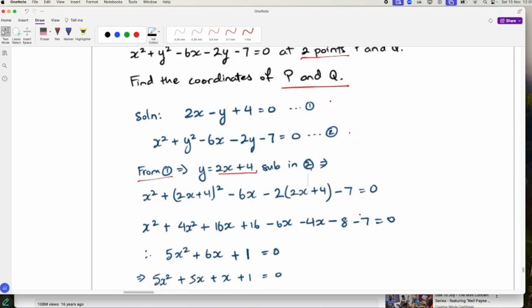And of course, I am just expanding all of the brackets here. So this (2x plus 4) squared will expand out to be 4x squared plus 16x plus 16. I have the minus 6x, and then this minus 2 will expand out with these brackets to give me negative 4x minus 8, and then I have my minus 7 here.